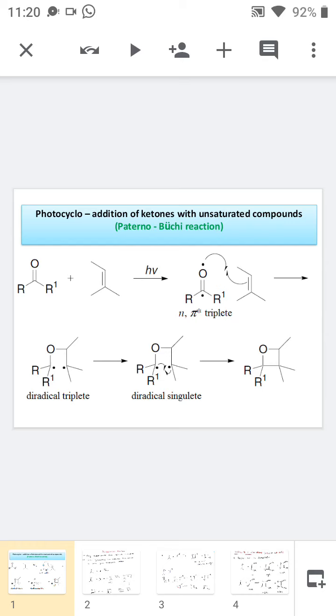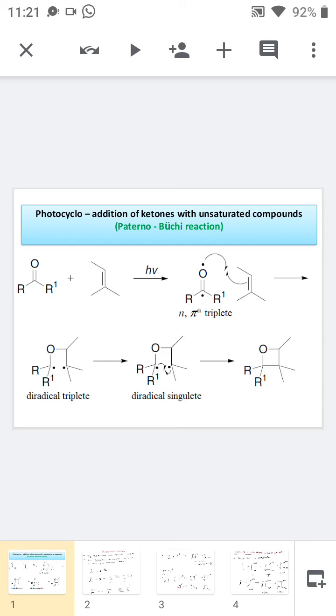Everybody, today we will discuss the next topic of photochemistry, that is the photocycloaddition of a ketone with an unsaturated compound, and this reaction is otherwise known as the Paterno-Büchi reaction. In this type of reaction, we have two starting materials: one is a carbonyl compound, which may be an aldehyde or ketone, and the next one is an unsaturated multiple-bonded compound. So here in this example, our starting material is a ketone and an alkene.